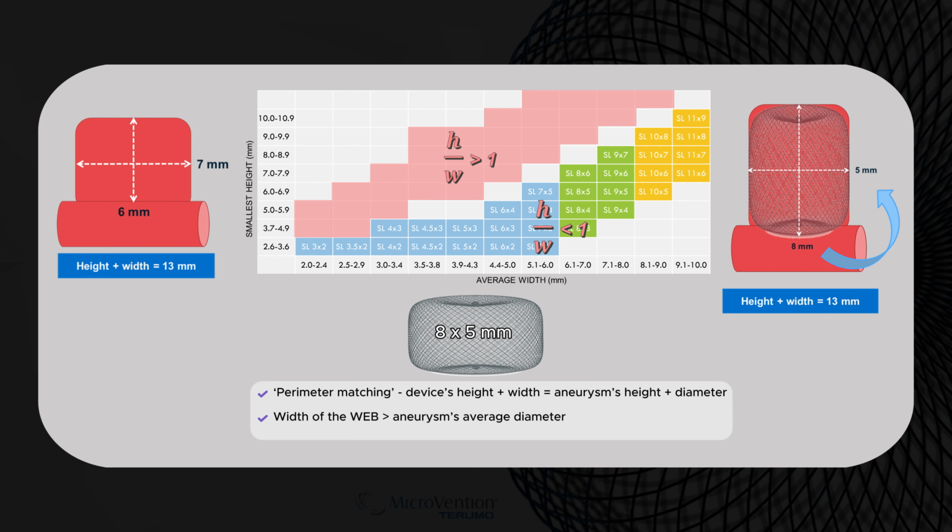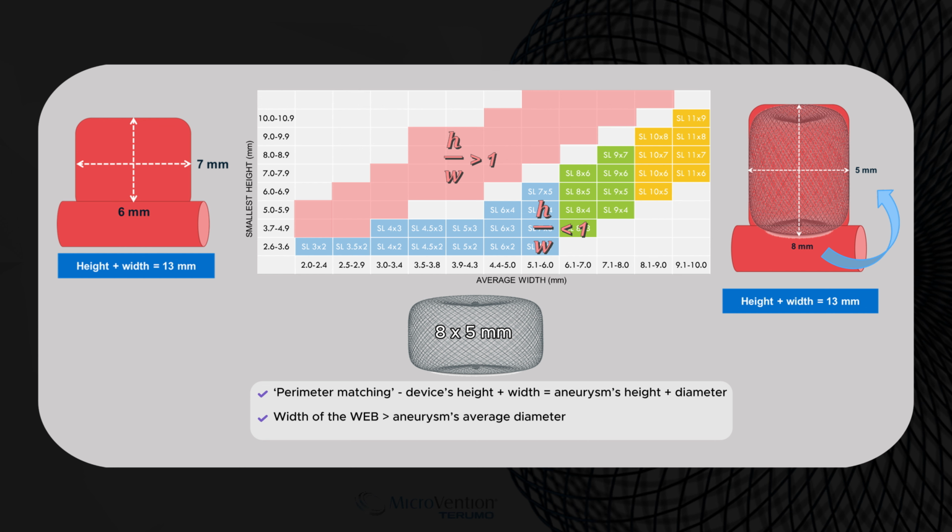A WEB device will be effective if it meets two key criteria. First, the sum of the device's height and width must equal the sum of the target aneurysm's height and its diameter. Second, the device must be wider than the target aneurysm. The idea of matching the perimeters is easy to understand. When oversizing a WEB device in width, the height must be proportionally reduced to account for vertical elongation. Therefore, the sum of the device's height and width must always equal the sum of the aneurysm's diameter and height.